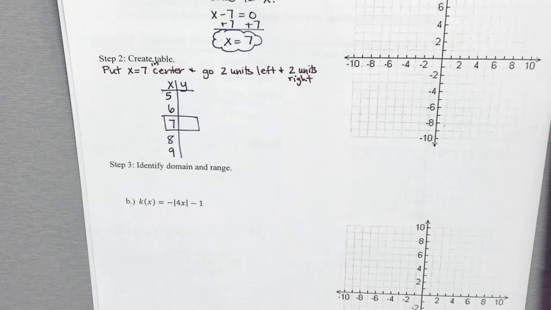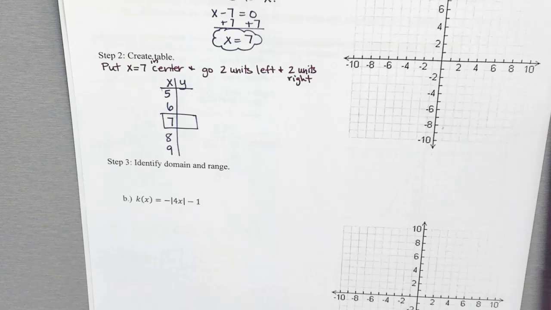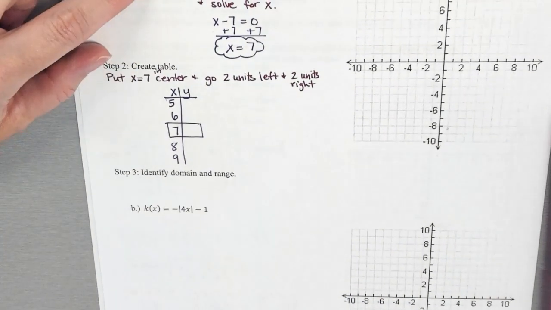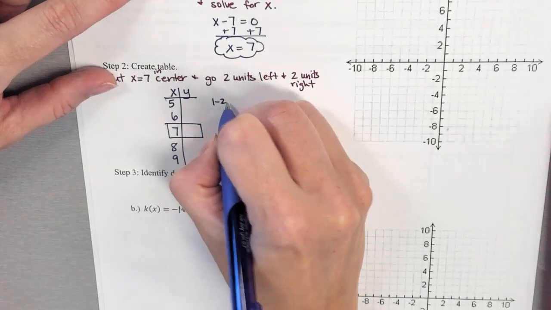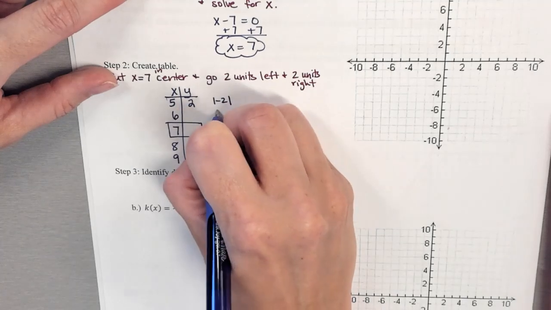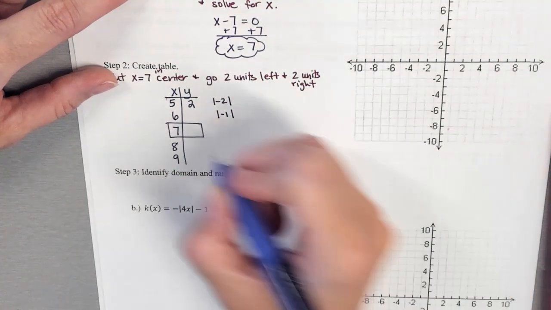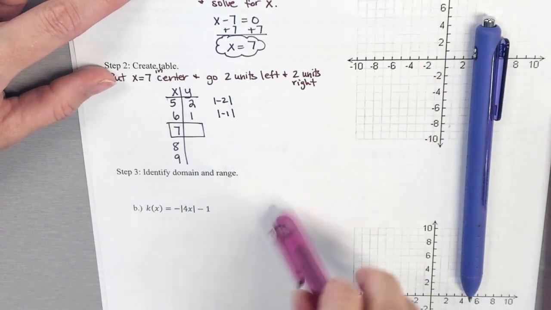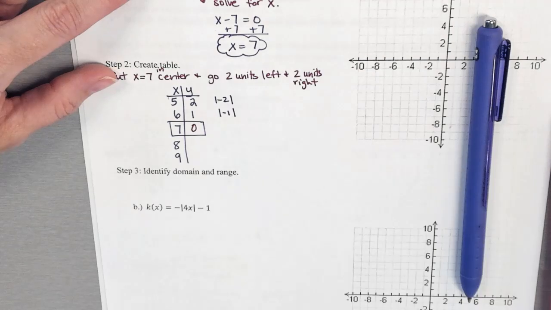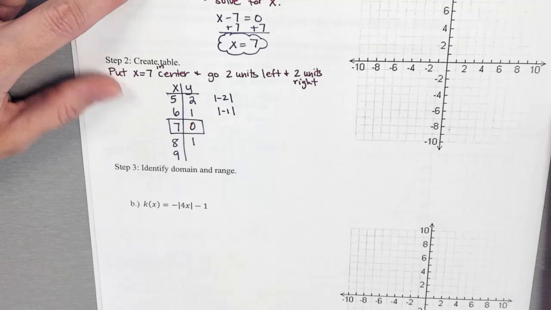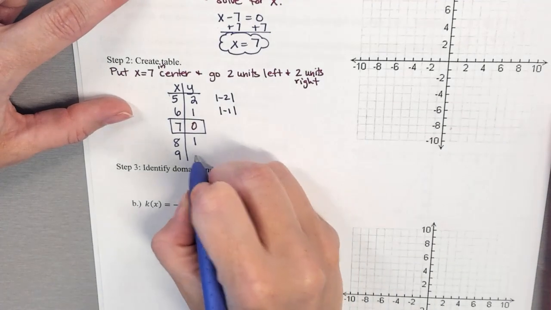Okay, so 5, 6, 7, 8, 9, and then to find your y values, all you have to do is plug it into your original function. Okay, so if you plug in 5 minus 7, it's the absolute value of -2, what's that going to be? Yep. You plug in 6, it's the absolute value of -1, which will be 1. Okay, 7 minus 7 is 0, so the absolute value of that is going to be 0. 8 minus 7 is 1. 9 minus 7 is 2.